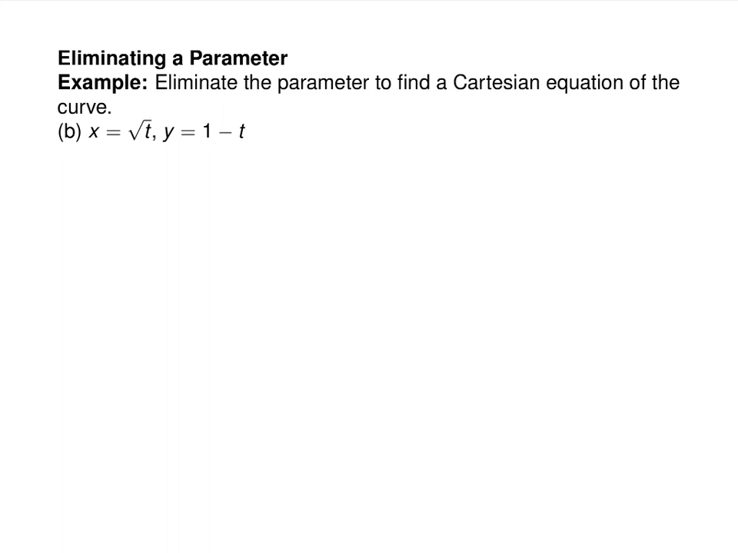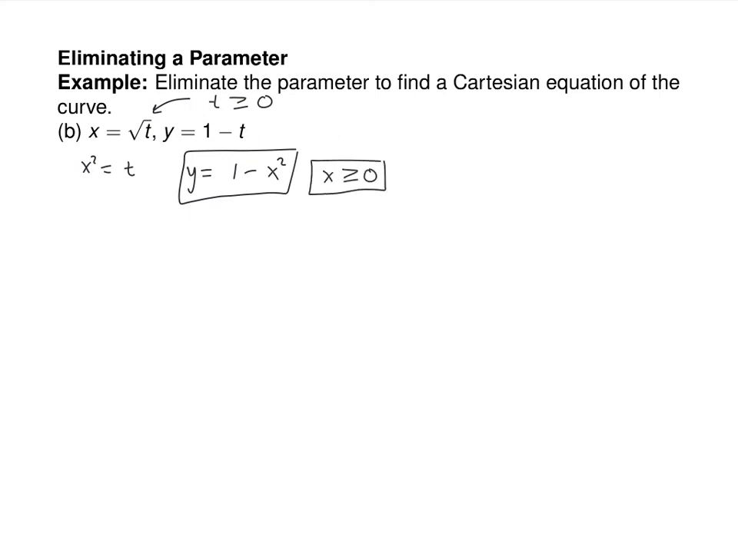All right, here, well, we can do this many ways. I think it's possible, and I can show you both. First of all, we could just say that x squared equals t, and therefore y would equal 1 minus x squared. The thing you have to be a little bit careful about there is that because x is root t, this implies that t has to be bigger than or equal to 0, which means that the restriction here is that x will be bigger than or equal to 0 only.